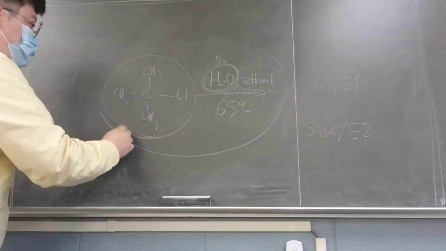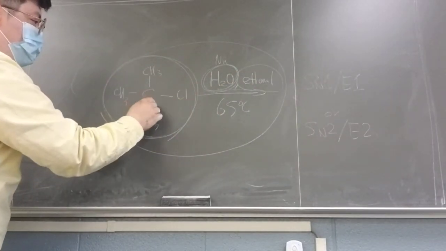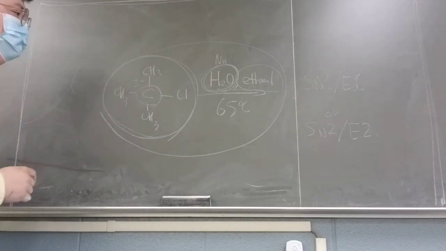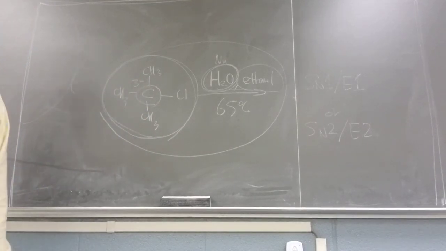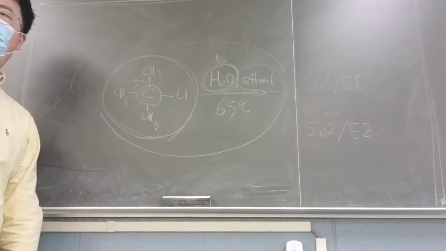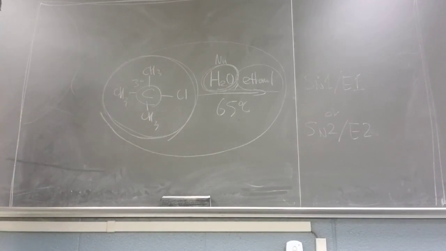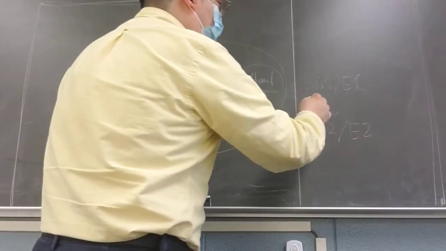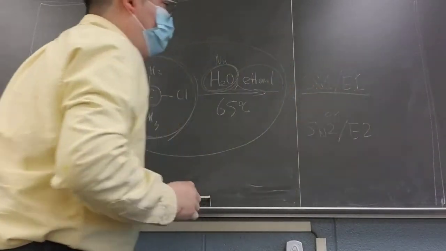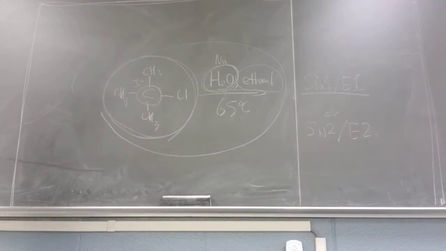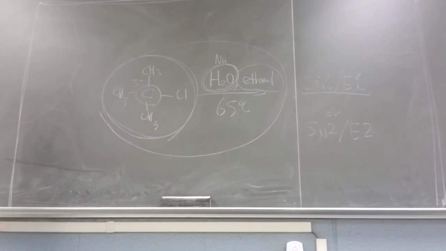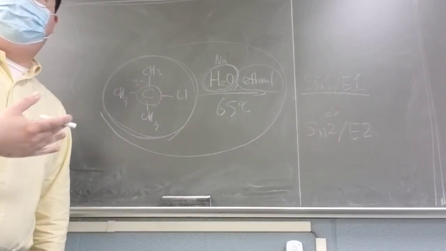And there's another hint over here, which is what? This carbon is tertiary. So SN2 cannot happen on this one, because there's no space to attack from the back. So it's got to be either SN1 or E1 together. Okay? So this is the only possibility you can choose for this combination.